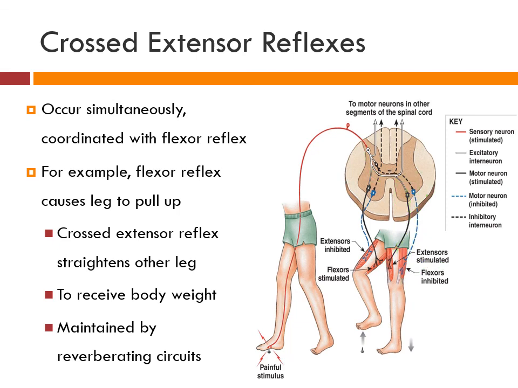So the legs are more complicated than the arms, because in the arms you just have to pull one arm away. But in the legs, if you flex one leg, you need to extend the other leg or else you're going to fall over. So we have the flexor reflex, which is stimulating the flexors on the right side and inhibiting the extensors on the right side. And then the crossed extensor reflex, which is stimulating the extensors on the left side and inhibiting the flexors on the left side.